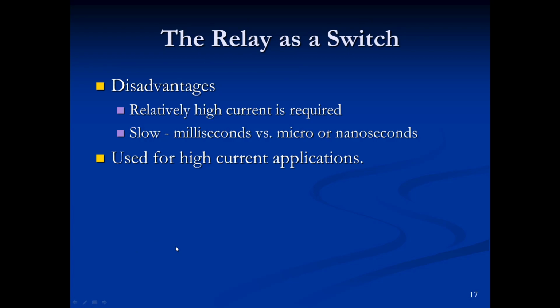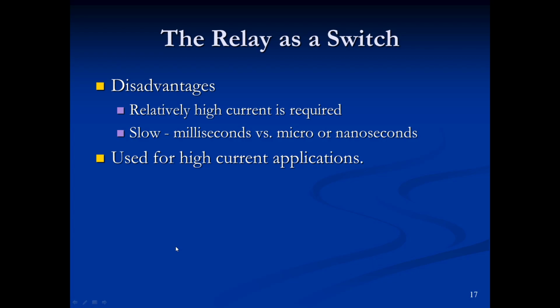The problem, though, is that relatively high current is required. Not ridiculously high currents, not on the order of amps, but still, compared to semiconductor devices, which we'll get into in a little bit, which can switch on and off with very little current. Relays need enough energy to physically move metal arms or metal contacts. It does require more current, and it's also slow because, again, you're physically moving something.